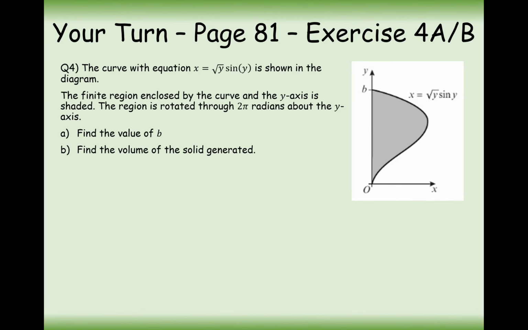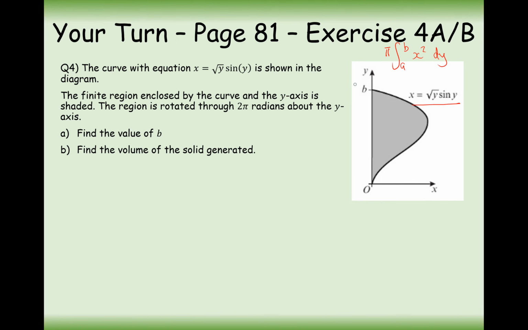Okay, let's have a go at this question then. So the curve of the equation x equals root y sine y is shown in the diagram. The finite region enclosed by the curve and the y-axis is shaded. The region is rotated 2 pi radians around the y-axis. So as soon as we see it's rotated around the y-axis, the formula we're going to use is pi integral from a to b of x squared dy, and we'll need our formula for x in terms of y. Oh, that's helpful because that's exactly what we've got. Okay, so find the value of b and then find the volume of the solid generated.